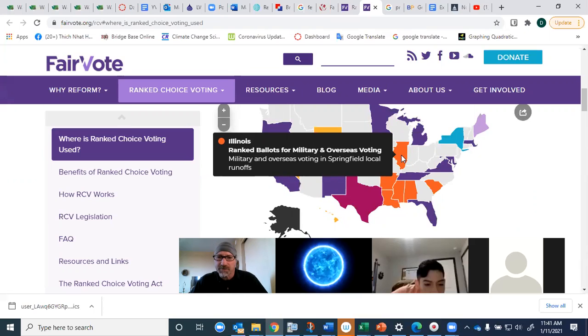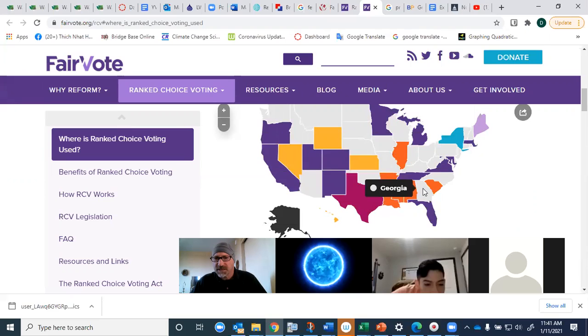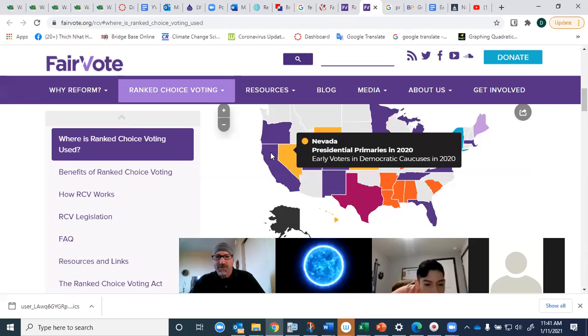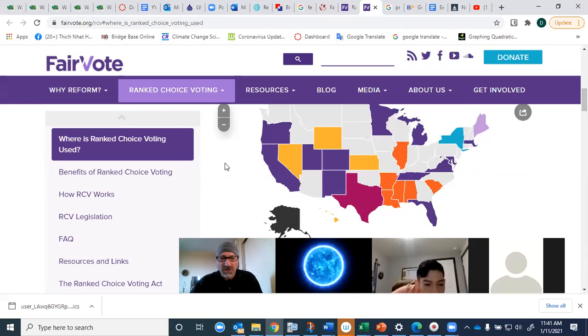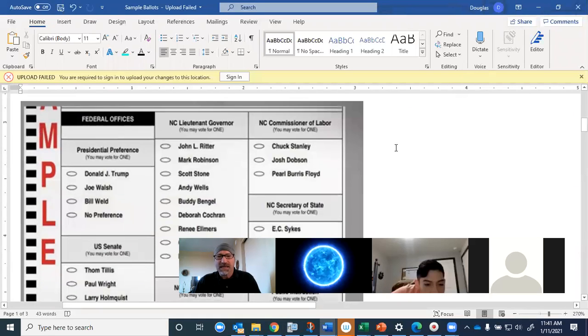Oh, ranked ballots for military and overseas voting. That's interesting, I didn't know that. Same thing here, look at all that for these states. One thing ranked choice voting does is it's also called instant runoff. It allows us, like the Georgia runoff that just happened on the 6th, they would not have needed that had they used ranked choice voting.